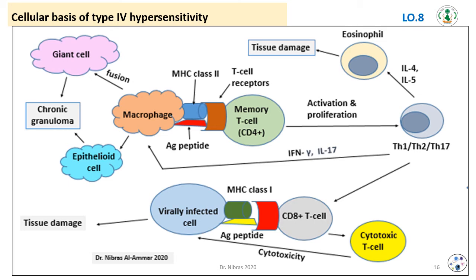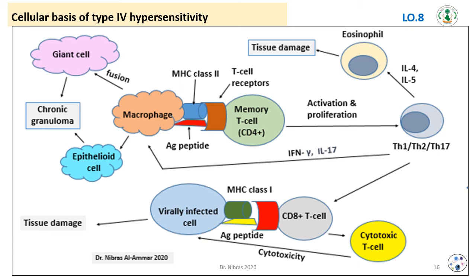These types will secrete interleukin 4 and interleukin 5 to activate eosinophils. Eosinophils will be degranulated and release histamine, leading to tissue damage. Also, T helper cells will activate cytotoxic T cells.